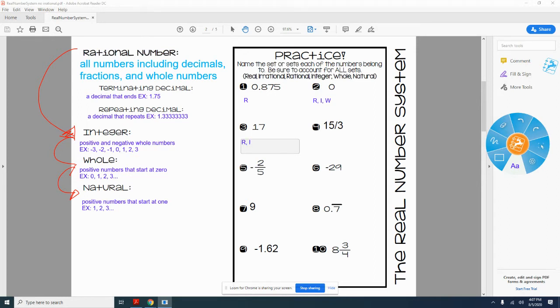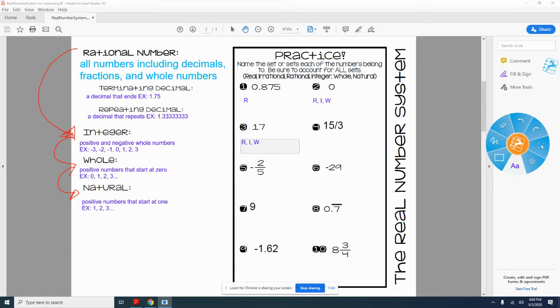Now I want to know, I said yes to integer, so I go down to whole. Is it a positive number that starts at 0? Well, yes. If I started at 0 and counted up, would I come to the number 17? Yes, I would. So it is whole.